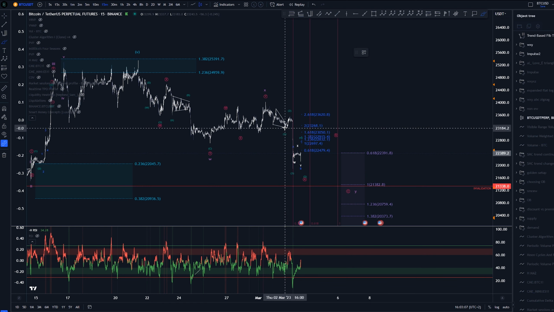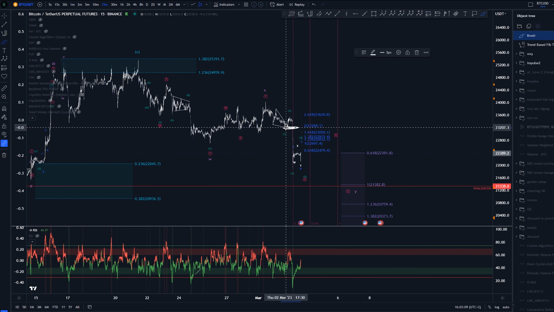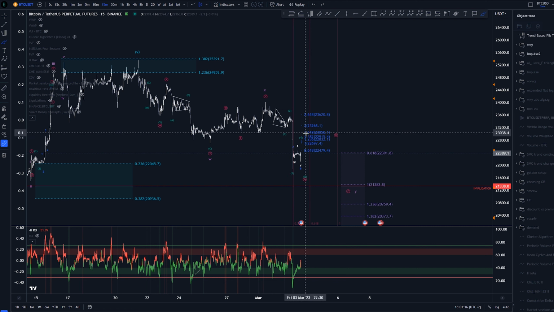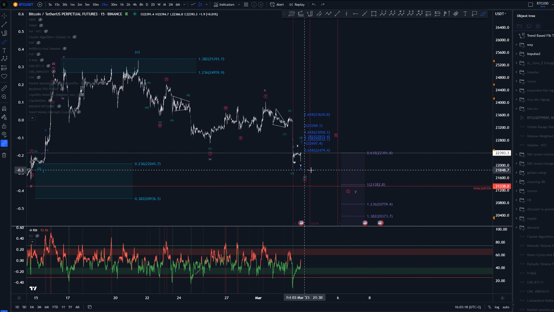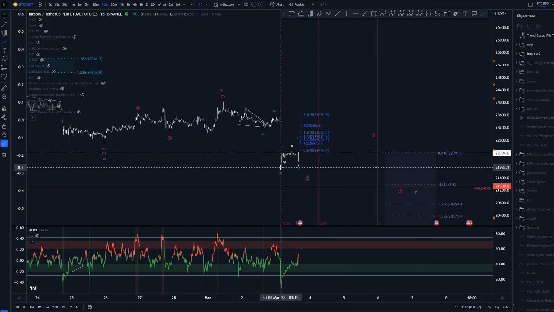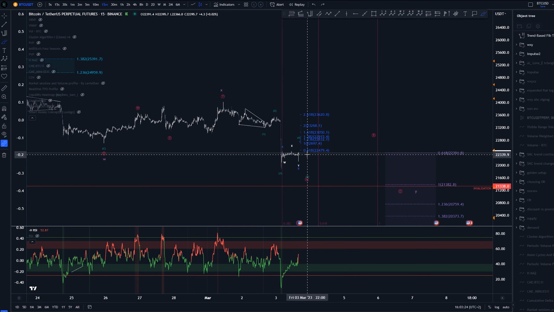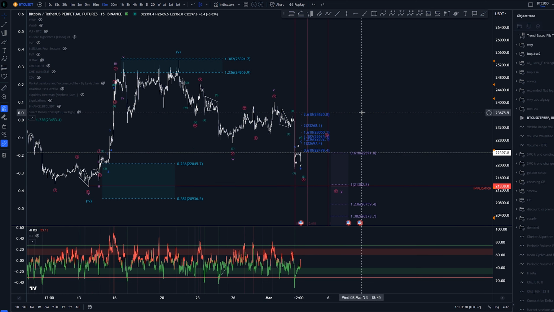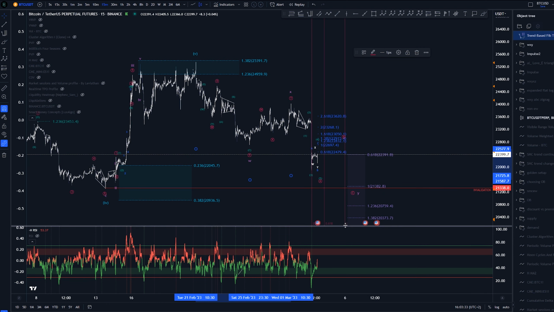Of course, the current invalidation for the short setups would be up at these highs, because we don't want wave 4 to come back to wave 1 highs. Of course, for the long setups, this would be the ultimate low. But again, depending on the way you are going to be trading this, you might be having your stop loss here, like I do. The 1-to-1 that I was talking about would be Monday.